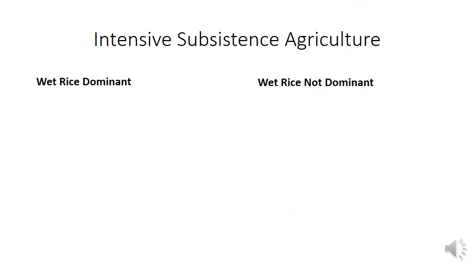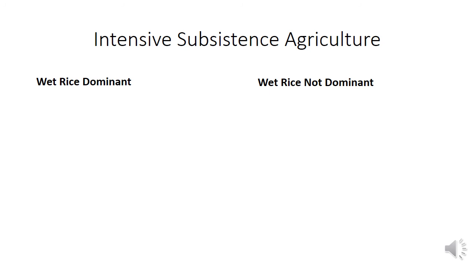When talking about intensive subsistence agriculture, we can break this down into two different primary focuses. Places practicing intensive subsistence agriculture that are mostly growing wet rice, like rice in wet rice paddies, or places not growing wet rice, growing other crops. So think of it as rice growing areas and not rice growing areas.